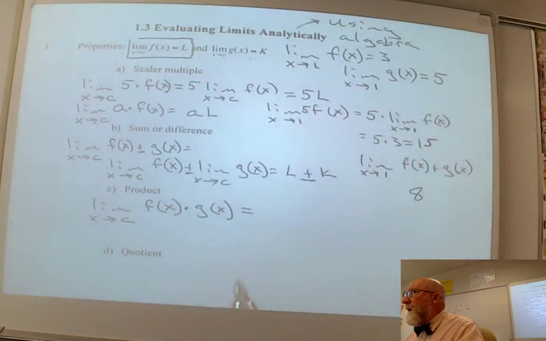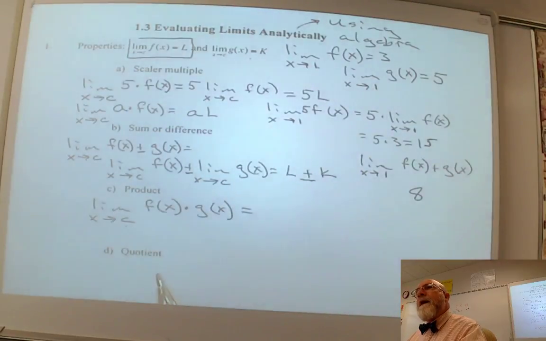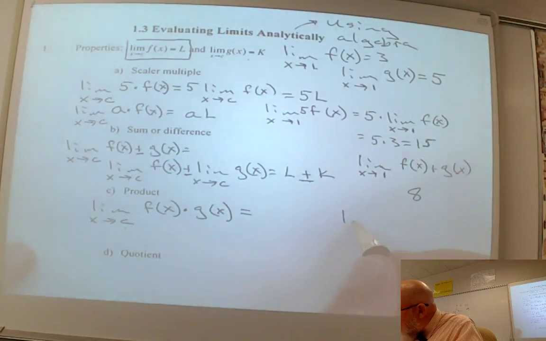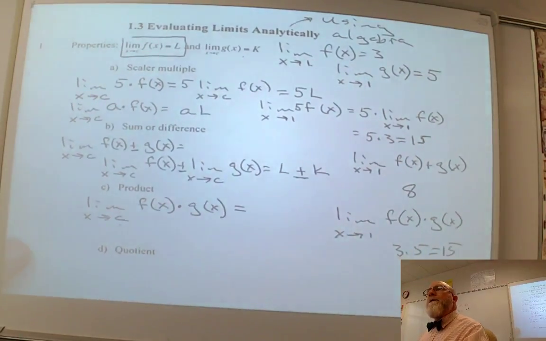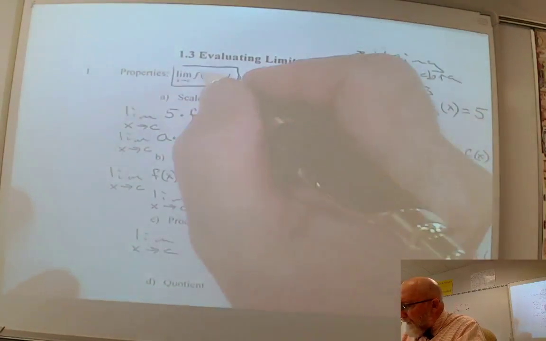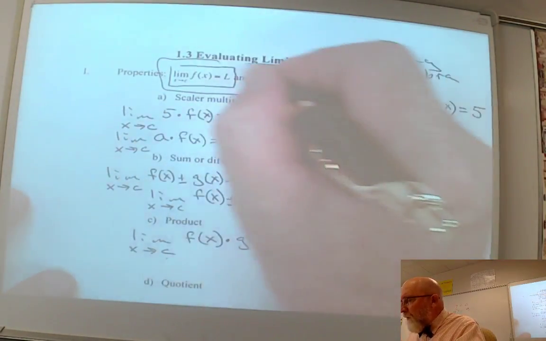Maya? Yeah, the final answer. It will be 15 when c becomes 1. Okay? So you are right that the limit as x approaches 1 of f of x times g of x would be 3 times 5, which is 15. That is correct. But what if I tell you this stuff right here? What would it be?